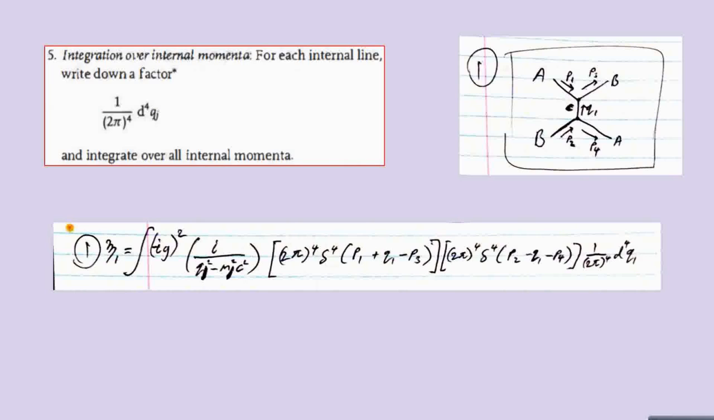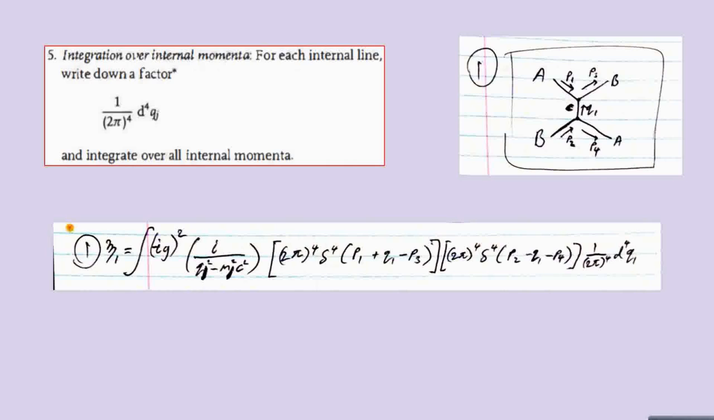Step 5 is integration over the internal momenta. For each internal line, we write down a factor of 1 over (2 pi)^4, d^4 qj. Once again, we only have one internal line, and hence one internal momentum. So our last term on the end would be 1 over (2 pi)^4, d^4 q1. Essentially what we're doing here is tacking on a differential so that we can integrate over the internal momentum. Then we add an integral to the left side of the expression, and this whole integral is equal to the lowest order amplitude for diagram 1.